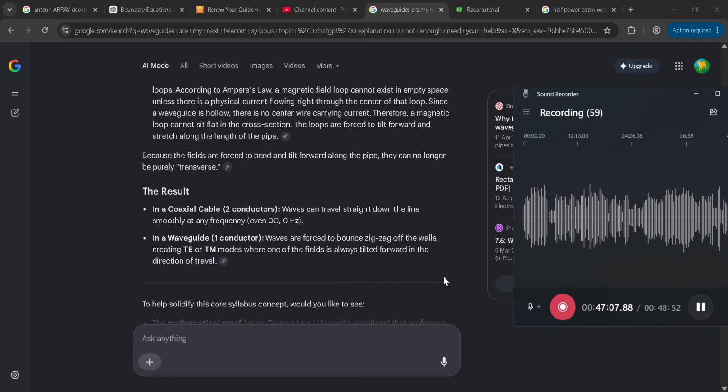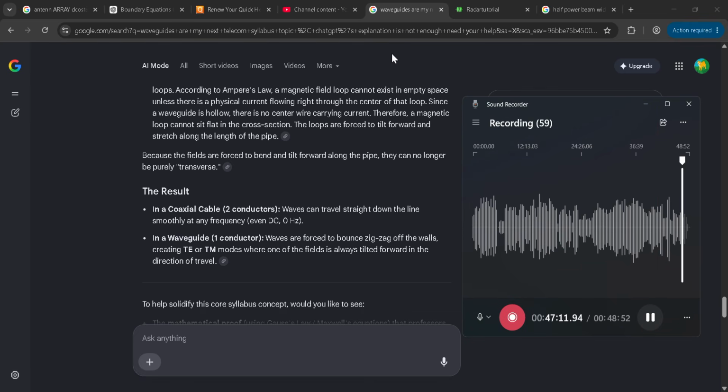So TEM is for coaxial cable, not for waveguides. For waveguides we call them TE and TM.